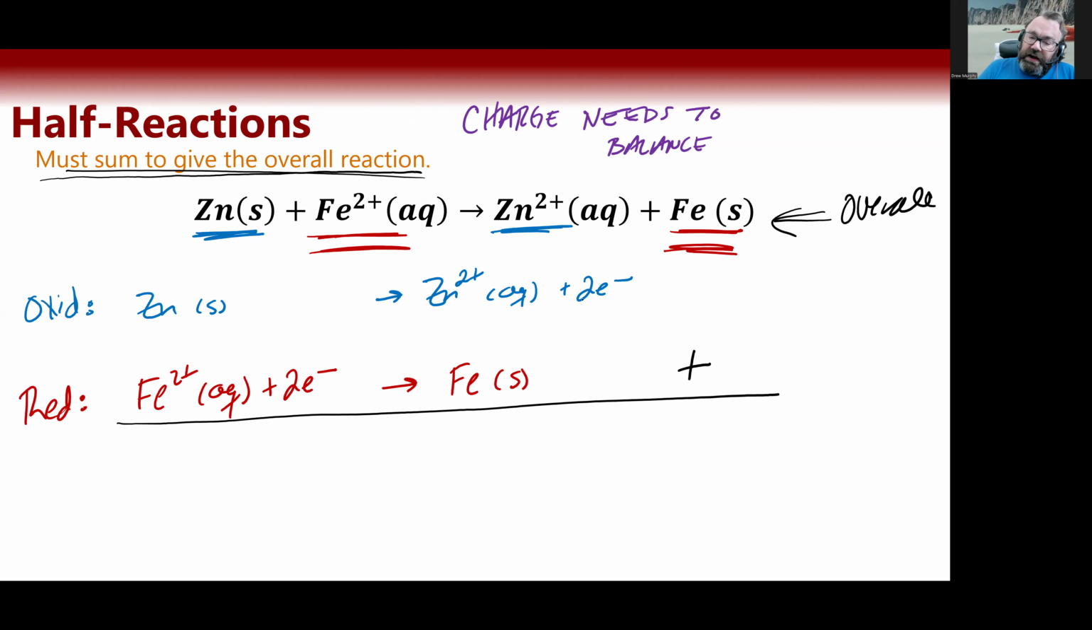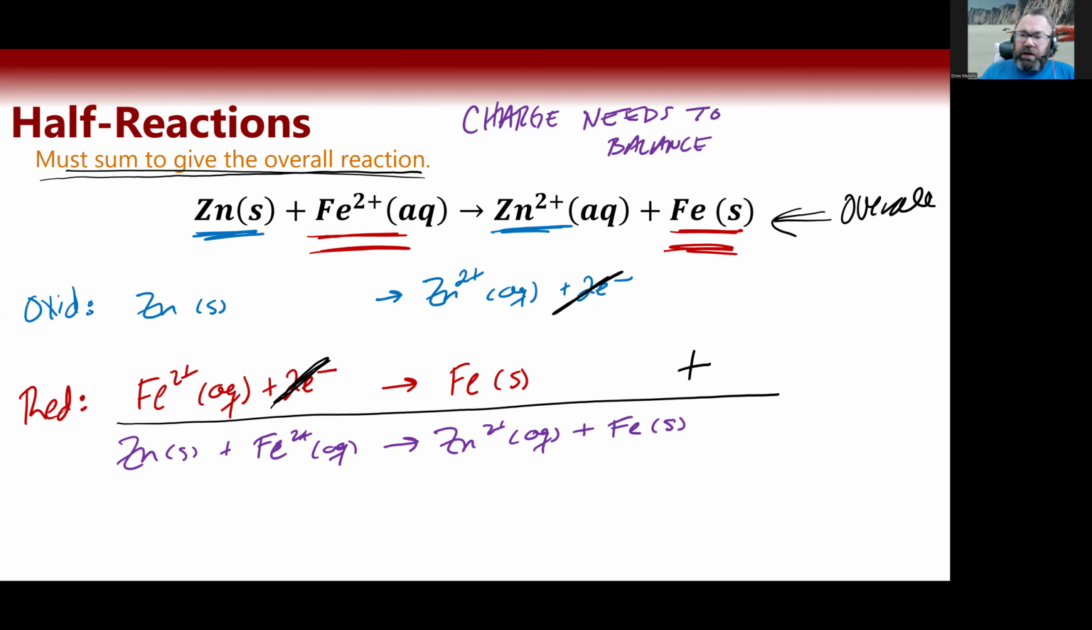So the oxidation half has 2 electrons over here, and the reduction half has 2 electrons over there, so they're going to cancel out, which means that overall, when we add this together, we're going to get a zinc solid and an iron 2 plus. There we go, giving us a zinc 2 plus and an iron solid. Okay, not too terrible, I hope. Okay. And you'll see as we get into the balancing videos that this can be a little bit more intense, but it's all the same stuff. So we're just going to work through it.